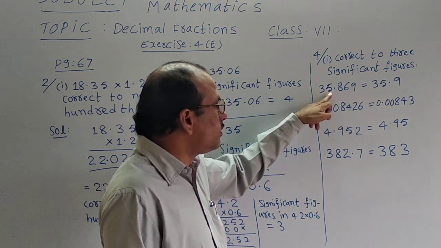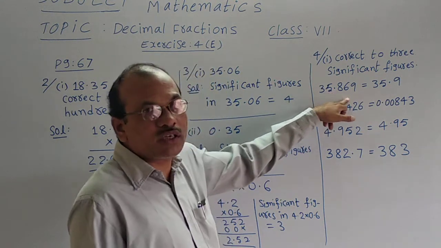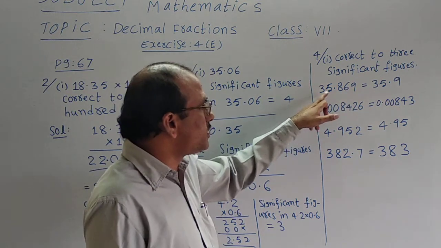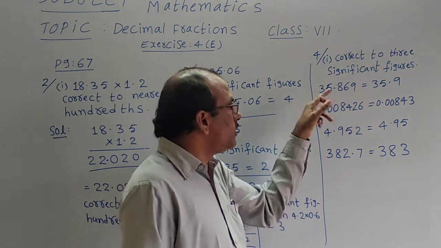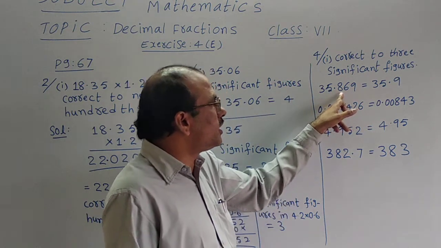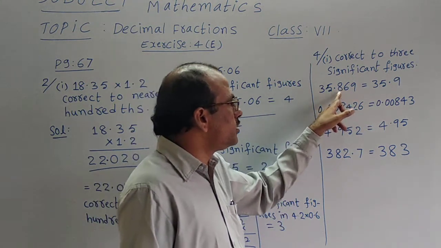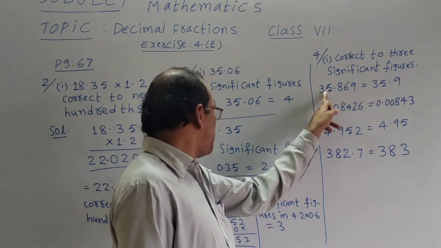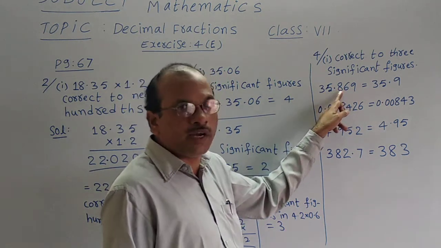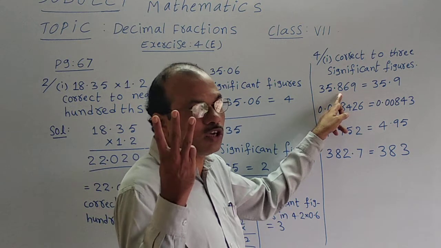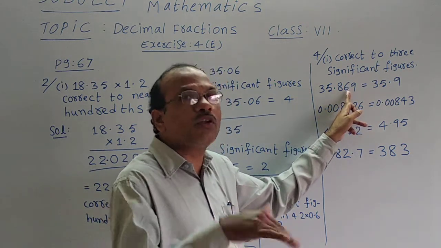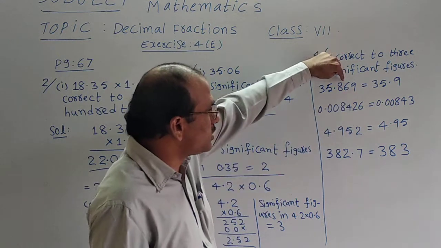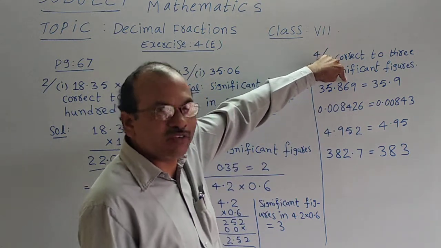35.869. Here they want only 3 significant figures. First one, second one, and the third one is 8 there actually. 35.8 we have, up to 3 figures only they ask you. But the next, 4th digit is more than 5.